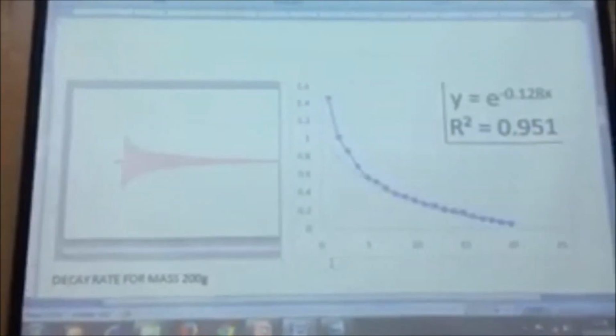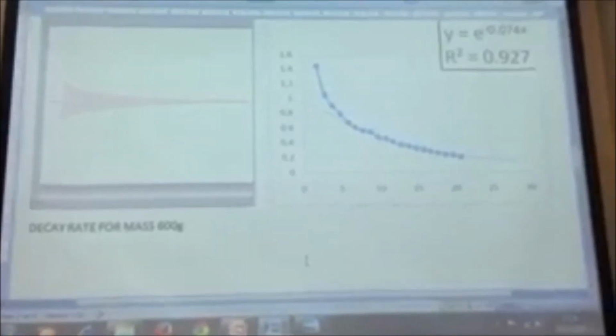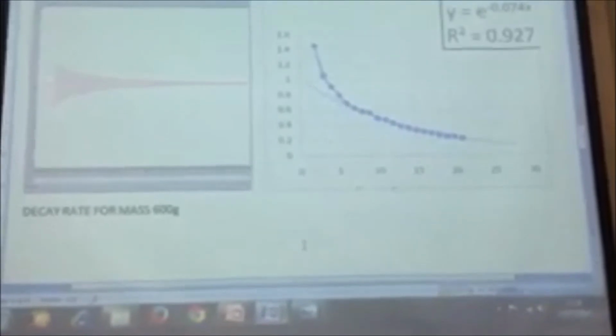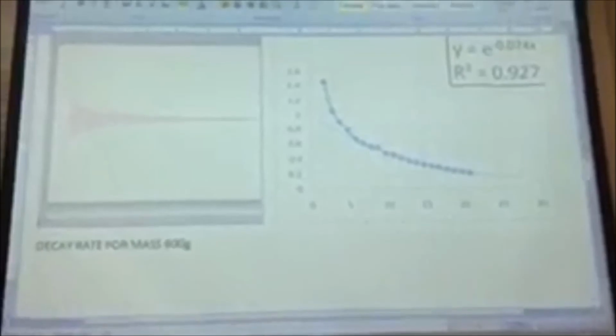Based on this graph, the decay rate for 200 gram is more than for 600 gram, because when the mass is 600 gram, the slope of the graph is higher. Then lastly, we compare omega d, which is the damping frequency. It also shows that increasing the mass will decrease the damping frequency.